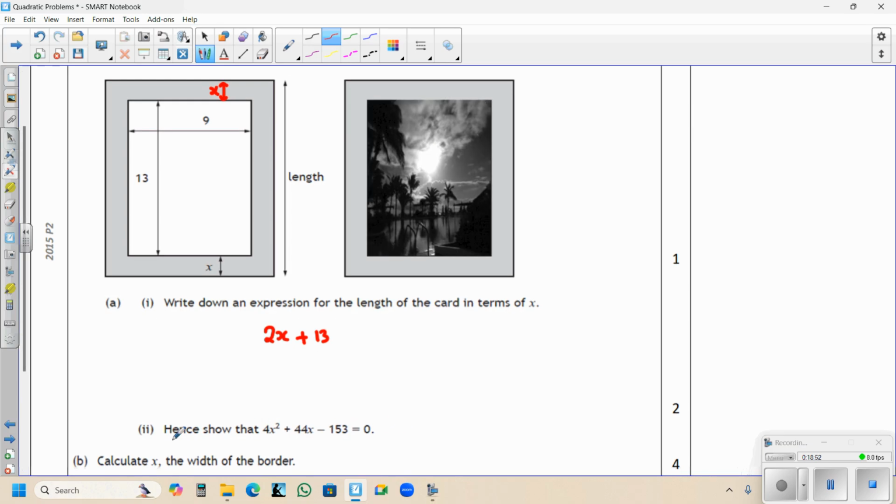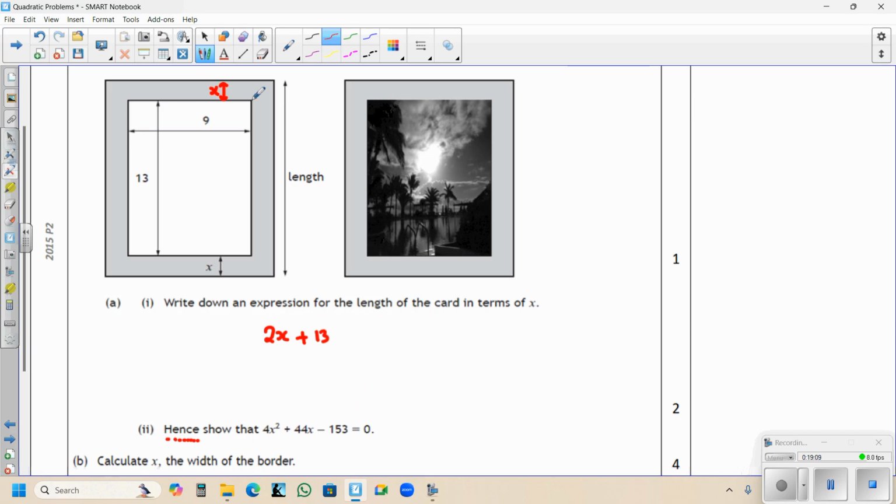Next thing is, it says hence show that this whole equation is a quadratic. They're asking me to work this out, and they're giving me the equation so I can use it for the next part of the question, even if I can't find out what that is. So we have to think about what this is all about.